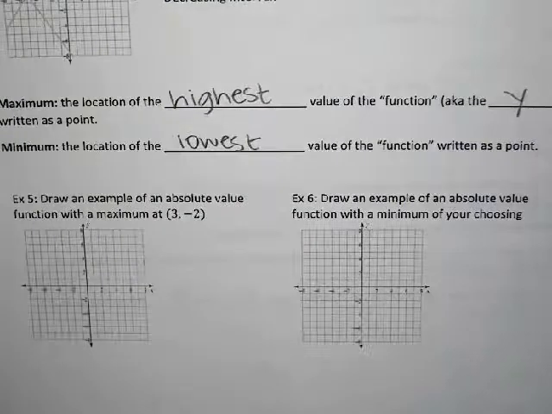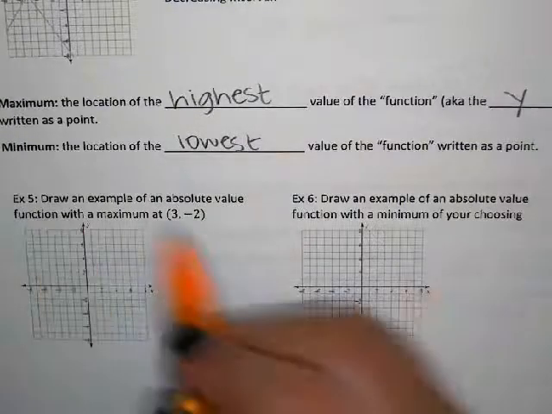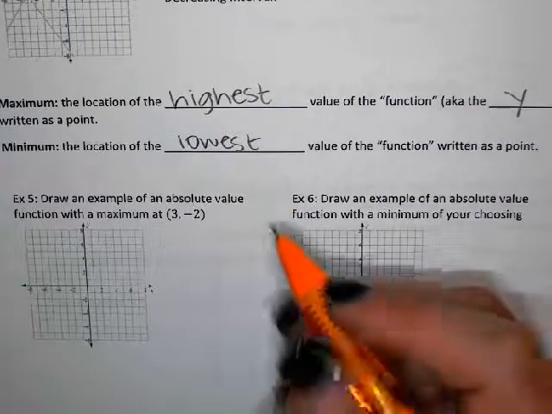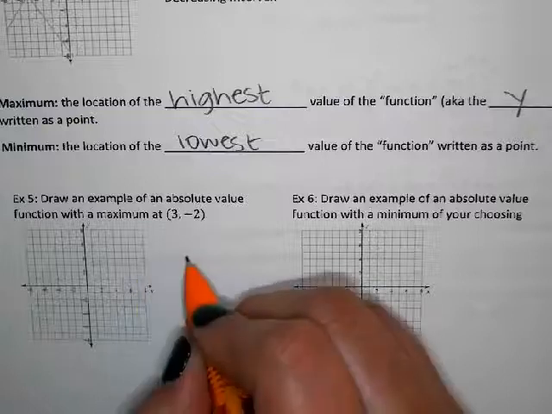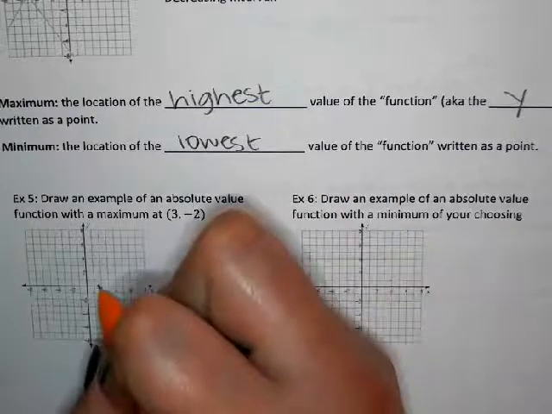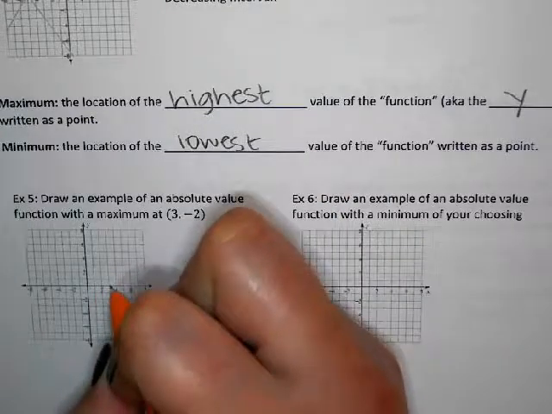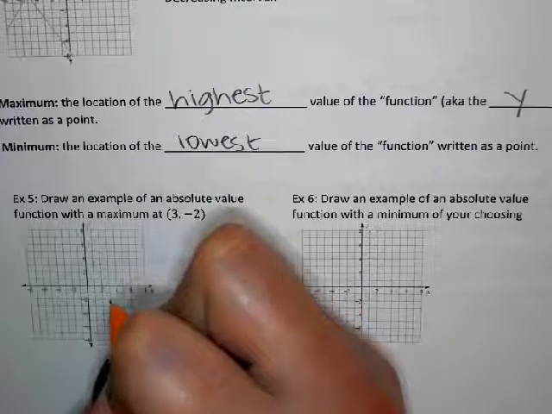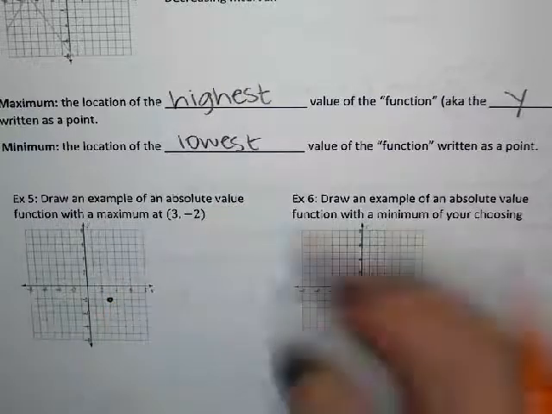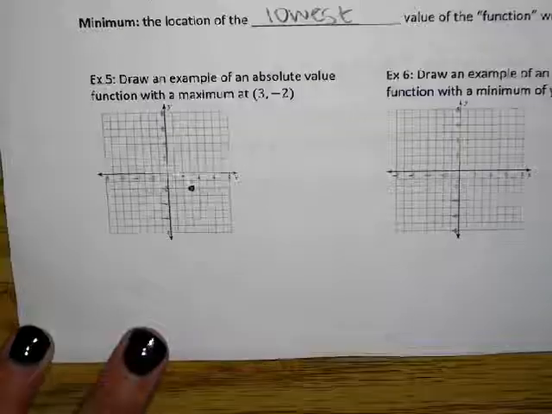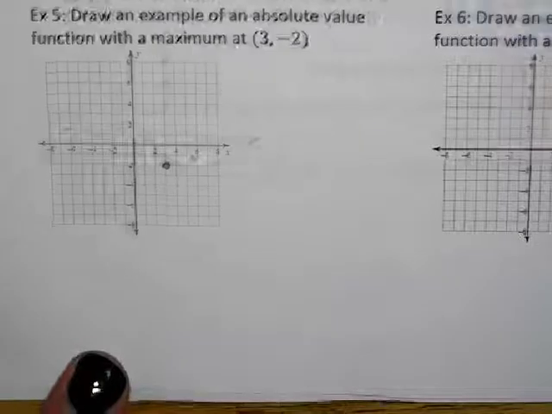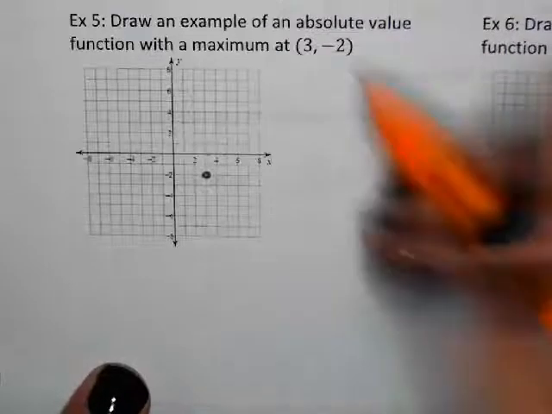So example 5 says to draw an example of an absolute value function with a maximum at (3, -2). So I'm going to go over 1, 2, 3, down 2. And this has to look like a maximum, which means that for my absolute value function, it has to be upside down. That's how it's going to look like the highest point on the graph.